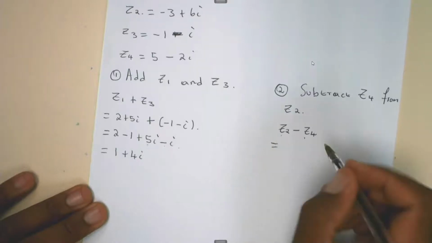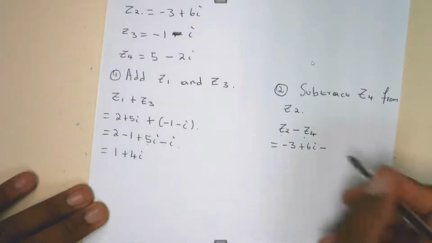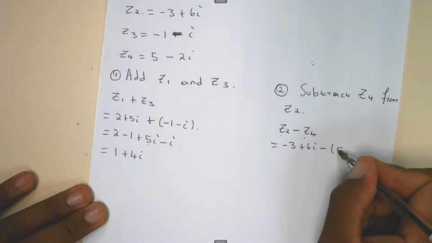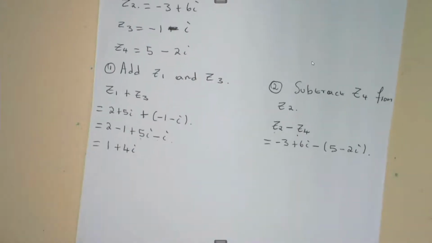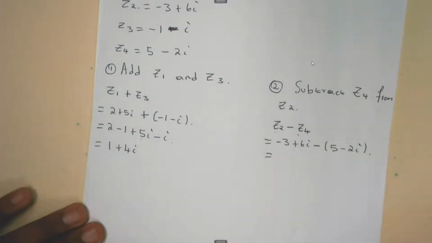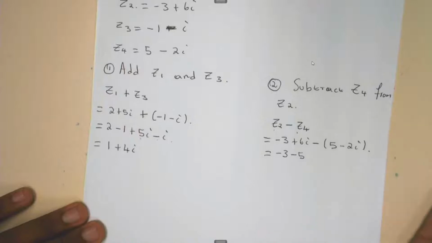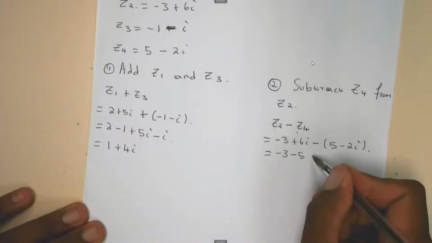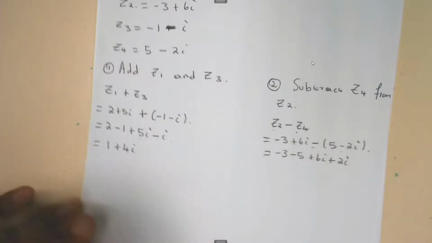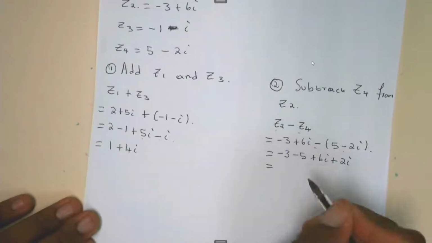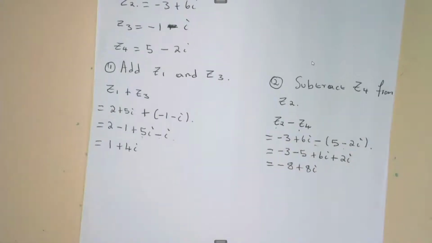So we'll have Z2, it's minus 3 plus 6i, minus Z4, it will be 5 minus 2i. That's what we have. So we are going to have minus 3 minus 5. Remember, we multiply everything by negative inside the bracket. So we are going to have plus 6i plus 2i. Negative by negative is positive. So we are going to have negative 8 plus 8i. That will be our answer.